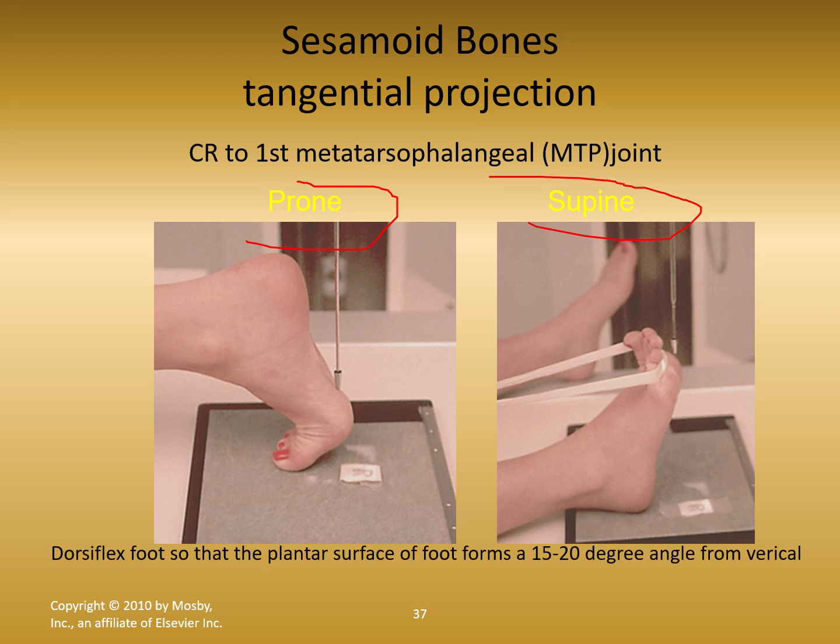With the prone, I want you to notice that the sesamoids are going to be much closer to the IR than they are with the supine position. So we could say that the prone, because there's less OID, would give us more detail and be a more diagnostic image than the supine position, which puts the sesamoid bones way far away from the IR, creating OID. It's creating magnification and penumbra of those little bones that we need a lot of detail to see.